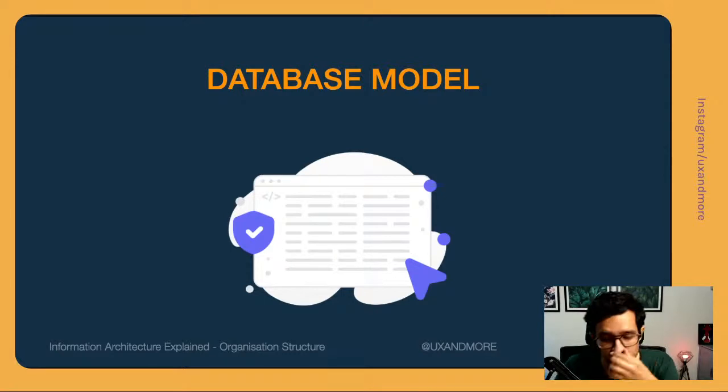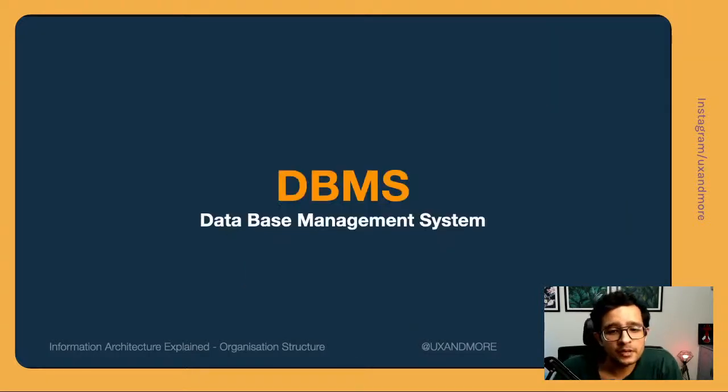Another kind of organization scheme, organization structure, is called a database model. But firstly, for the people who are not from a technical or tech background, let me explain the concept of a database. Others who know it can skip this whole section. I have linked this video in the timestamps below, so you can go on to other sections. So there is a thing called DBMS, which stands for Database Management System. A DBMS is basically a technology that helps us to store large sets of data in a way that's quickly and easily searchable.